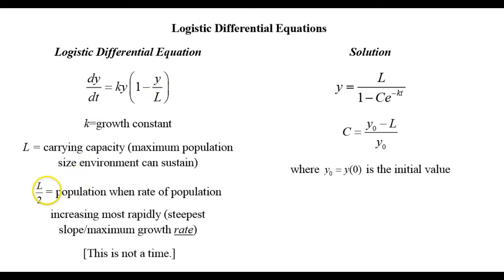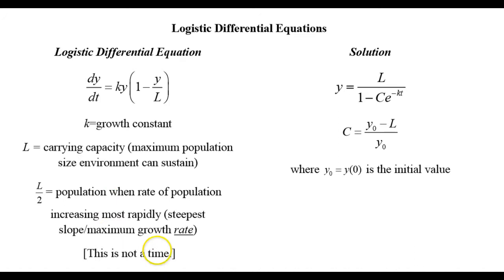And then again, back to the curve that we looked at, half the carrying capacity, so L over 2, is the population when the rate of population increase is greatest. So on the graph, that corresponds to the place with the steepest slope, and that's the maximum growth rate. If we think about tangent lines, the line with the steepest slope, that output along the vertical axis, is going to be L over 2. That's going to be the population when the population is growing the fastest.